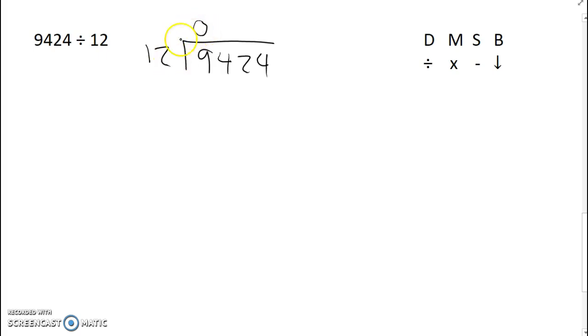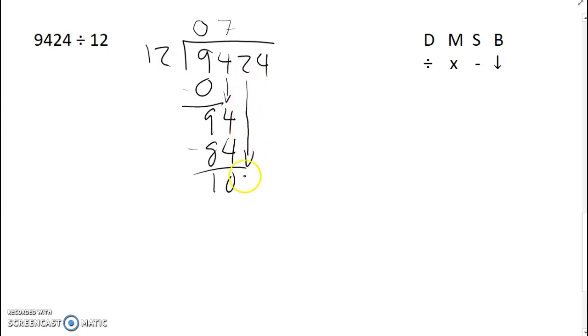So I'm going to then multiply. 0 times 12 is 0. I subtract, I get a 9. And then I'm going to bring down my 4. How many 12s are in 94? Well, there are 7 12s in 94. 7 times 12 is 84. I subtract, I get a 10. I'm going to bring down my 2.